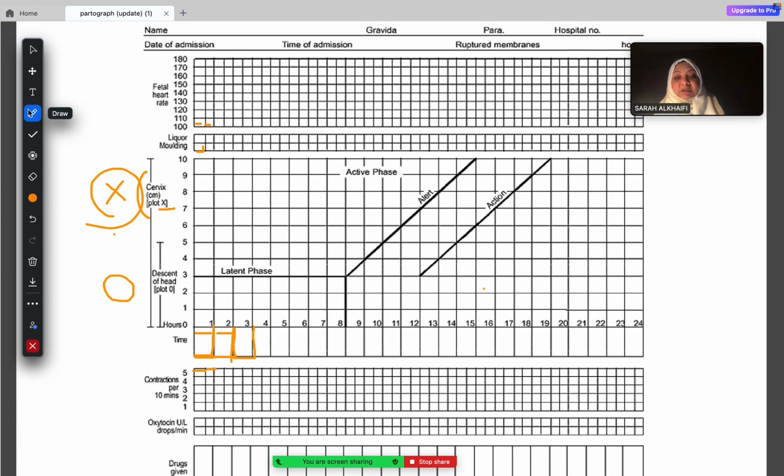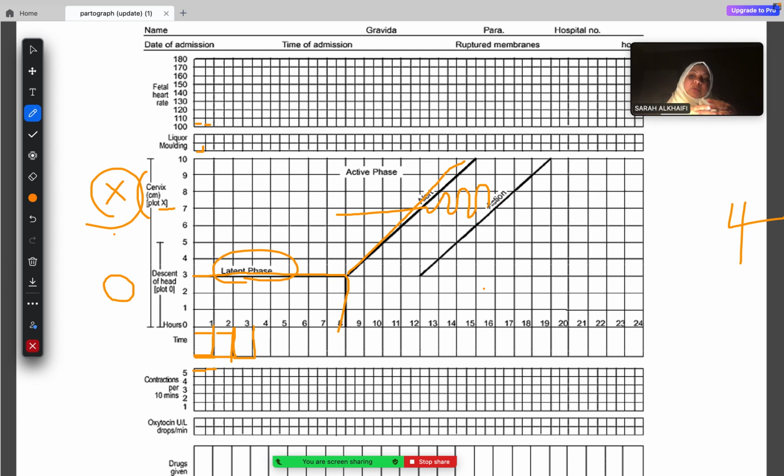So how are we going to use it? But before that, let me give more explanation. This is the latent phase, which is from 0 dilatation to 3 cm, and the active phase is when it's 4 cm and more. Okay, and we have here the alert line, which means if the patient passes the alert line, we have to be careful that the labor is starting to get longer than it's supposed to be.